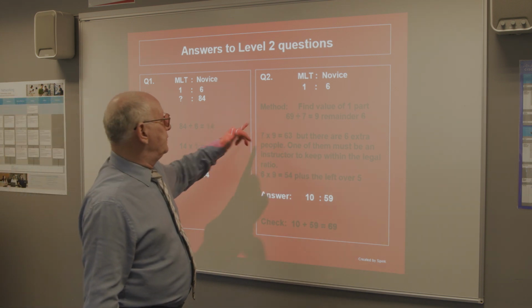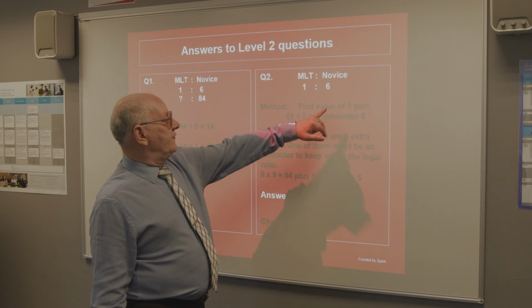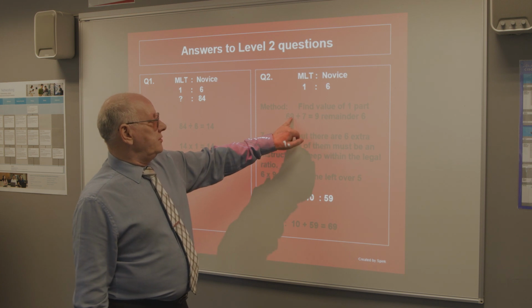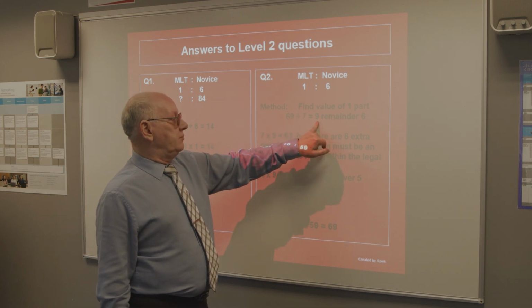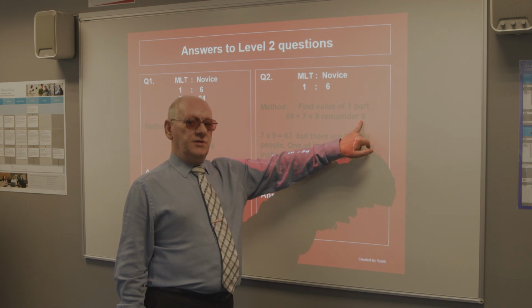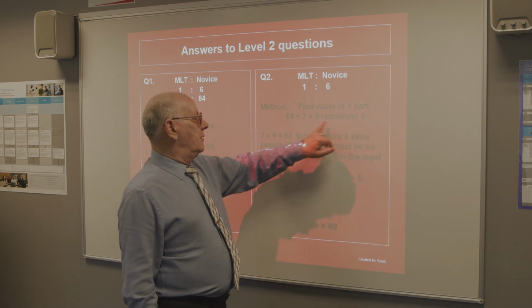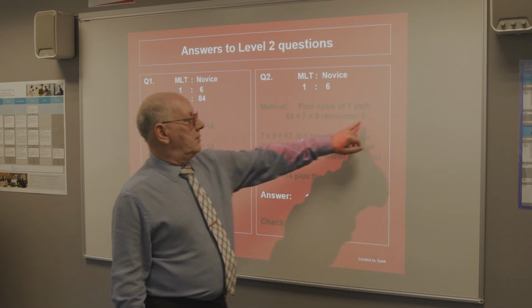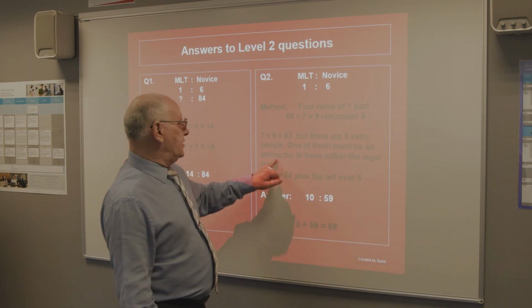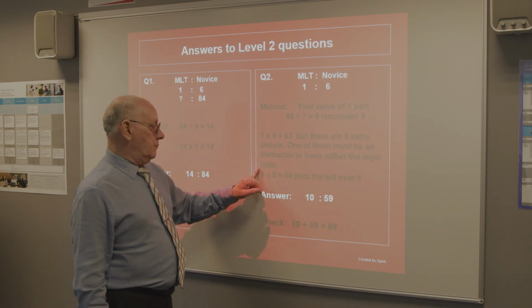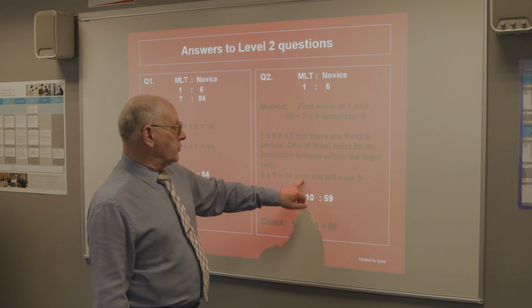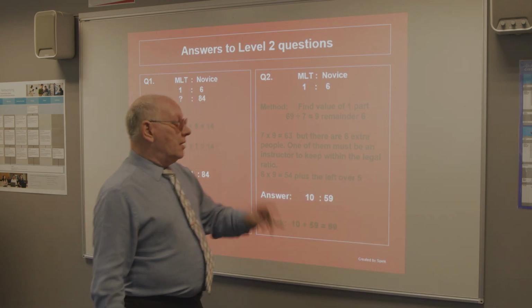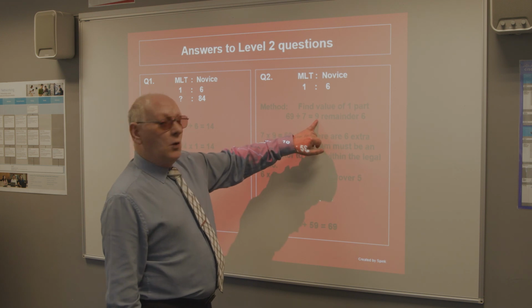Level 2, question 2. Method. Find the value of one part. You've added them up, 7. 69 divided by 7 is 9, remainder 6. This might have caught some of you out. 7 times 9 is 63, but there are 6 extra people. One of them must be an instructor to keep within the legal ratio. So 6 times 9 is 54, plus the leftover 5. So the answer is 10, for the simple reason, 9 wouldn't be enough.